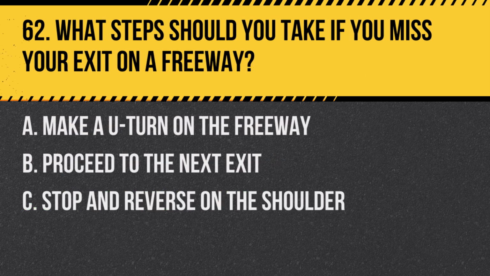Question 62. What steps should you take if you miss your exit on a freeway? A. Make a U-turn on the freeway. B. Proceed to the next exit. C. Stop and reverse on the shoulder. Answer: B. Proceed to the next exit. It's safest to go to the next exit and find an alternate route.